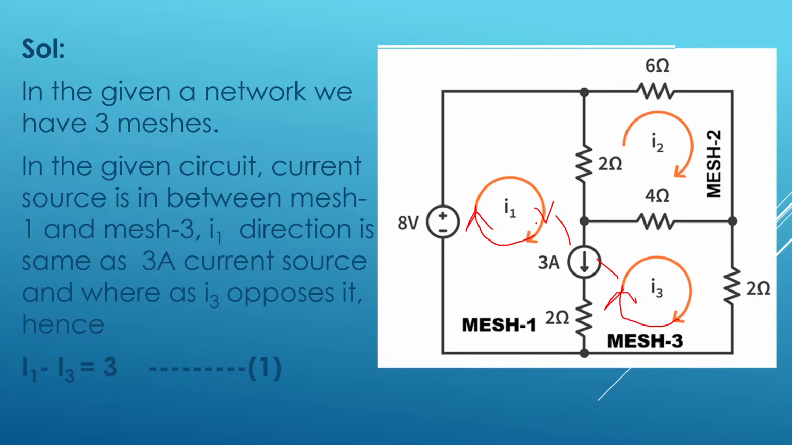Okay, so I1 and I3 are opposite to each other. So the differential current is I1 minus I3 or I3 minus I1, your wish. You can even write I3 minus I1; it's not wrong, because we don't know the values of I1 and I3. So I1 minus I3 is equal to 3. I hope you have understood why we have put the minus here. I1 and I3 are opposite to each other, and the current source is between mesh 1 and mesh 3. Therefore, I1 minus I3 is equal to 3. Consider it as equation number 1.